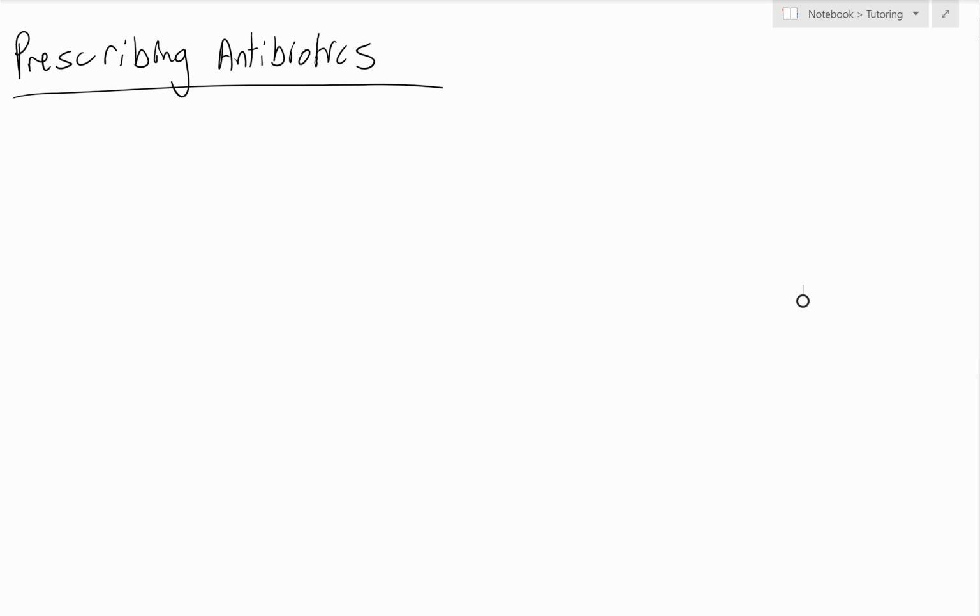To wrap this whole topic up, I think it's important that we discuss which antibiotics to use when. Now, obviously, a lot of this comes during your clinical years, and I'm only an MD1, so I don't know most of the scenarios in which you prescribe antibiotics, but there are a few key principles.